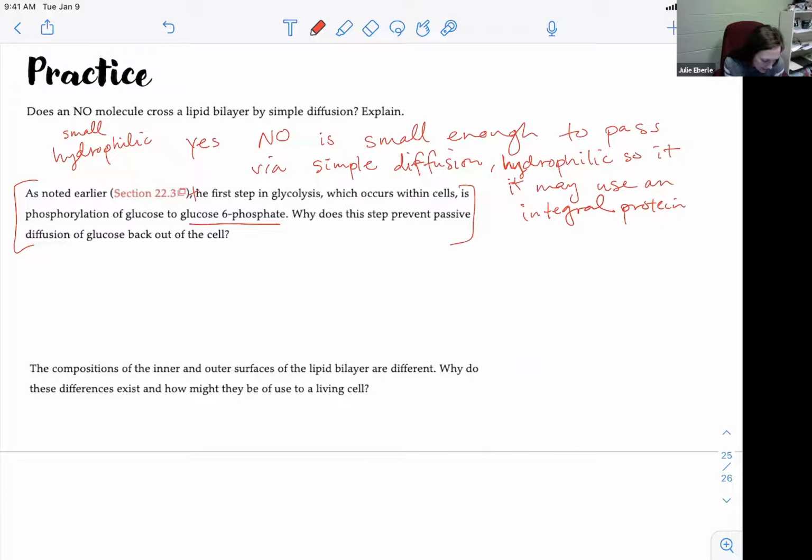Okay, the last question: the composition of the inner and outer surfaces of the lipid bilayer are different. Why do these differences exist, and how might they be of use to a living cell? I'm going to let you think about that one. We're at 10:40, we're kind of at time. Spend some time thinking about that one. I really like that question. Obviously the outer surface is hydrophilic, the inner surface is hydrophobic. Why do we have this difference? How are they used for the cell? I'm going to let you think on that one on your own.